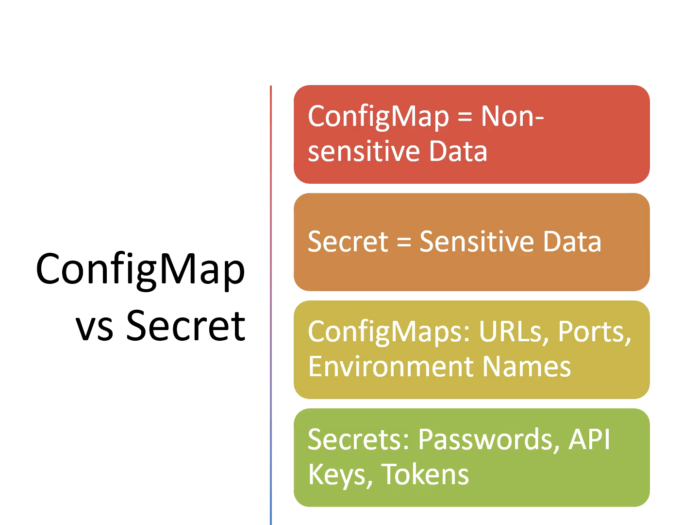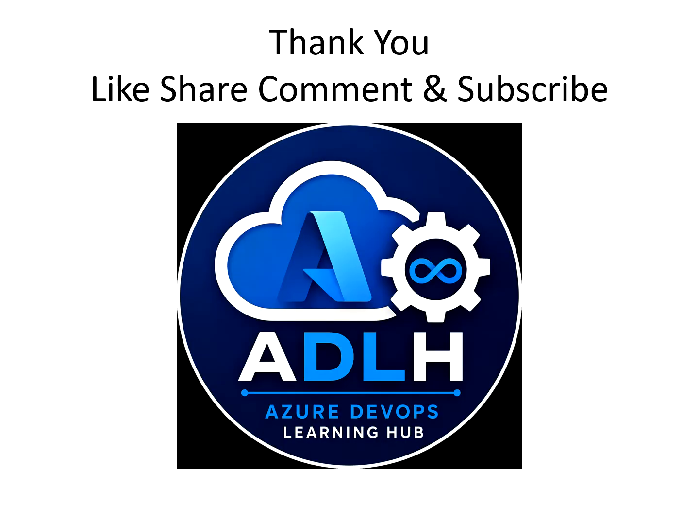Now we'll see the difference between Secrets and ConfigMaps. This is one of the most important interview questions. ConfigMaps are for non-sensitive data, Secrets are for sensitive data. Examples for ConfigMaps are URLs, ports, and environment names, but Secrets will have API keys, passwords, and tokens stored in them. This information is critical and confidential, so always use Kubernetes Secrets. In the next episode, we'll learn exactly how Kubernetes Secrets work.